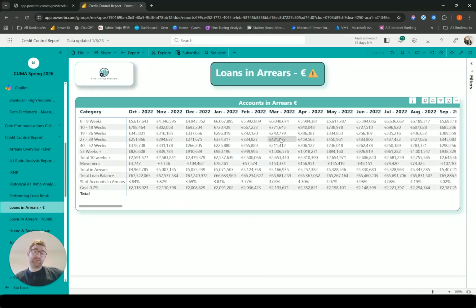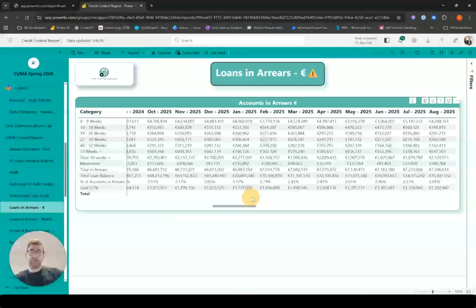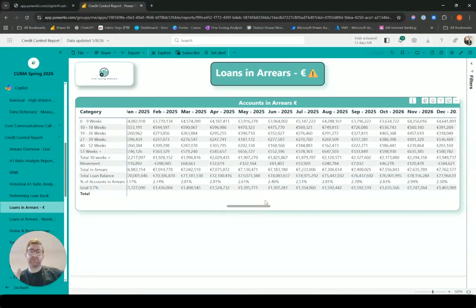This again is a really good one to take a step back, so we can go quite a bit back, and we can go quite a bit forward. We don't need to go much forward past December in this example. So we can see the balance of the loans broken out again by the category, so 0 to 9 weeks. The majority of them are in there, which is great. We can see total in arrears, total loan balance, your goal of 0.7%, your percent of your accounts in arrears. So all very, very valuable information.